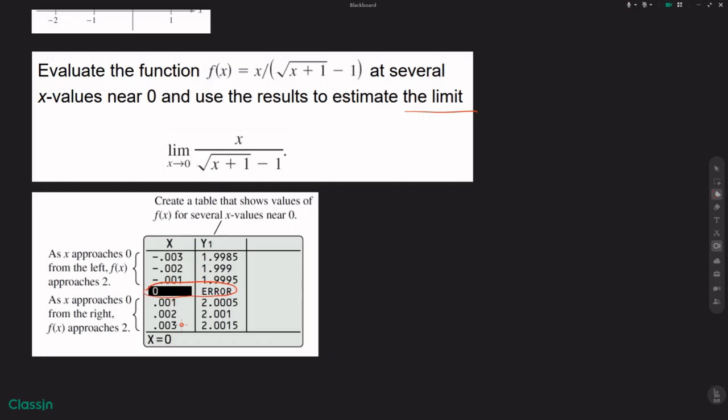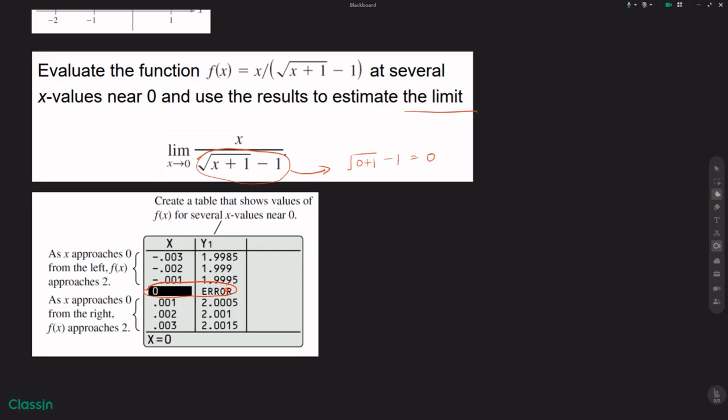it's problematic. As you can see here, if you take x to be 0, the denominator could be evaluated as radical 0 plus 1 minus 1. This is really 1 minus 1, so it's 0. And again, you have a 0 denominator, and that's why the calculator complains. You have an error there.